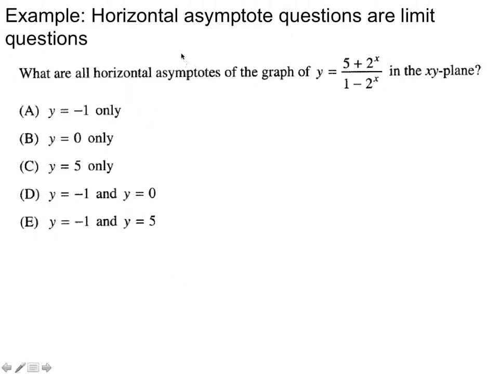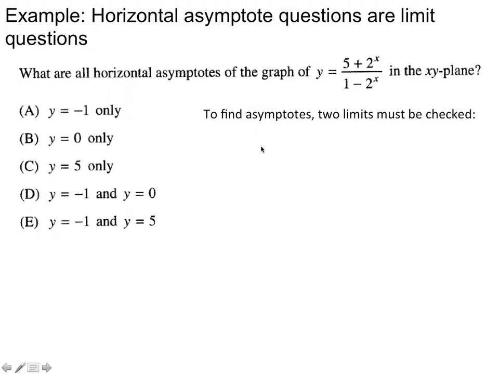Let's talk about horizontal asymptote questions. Here's a horizontal asymptote question. What are all the horizontal asymptotes of this graph? So that means take this function and take the limit as we approach infinity and negative infinity. We have to take the derivative of this. We're going to do a little reminding of what that derivative is. Think e to the x for starters.